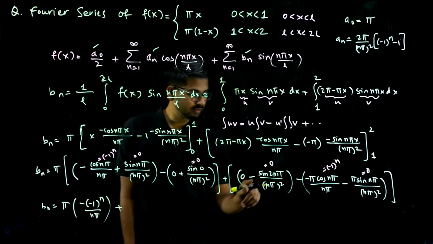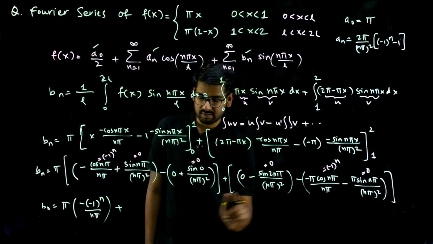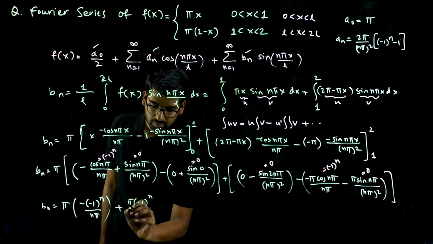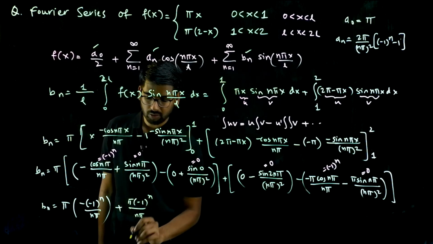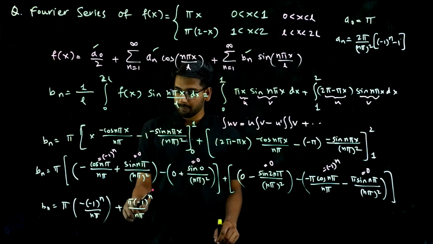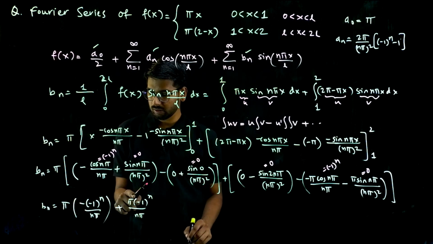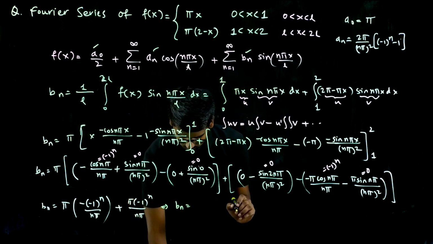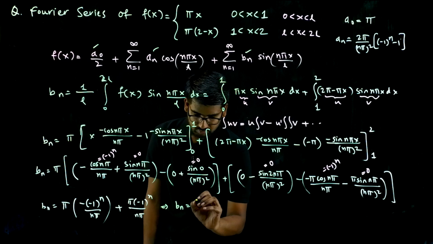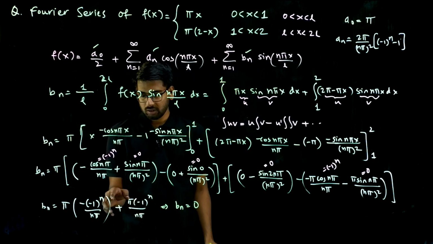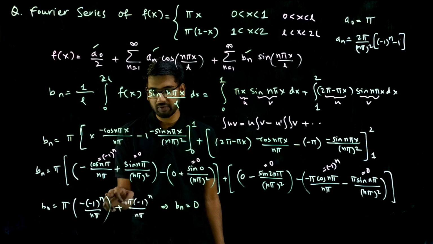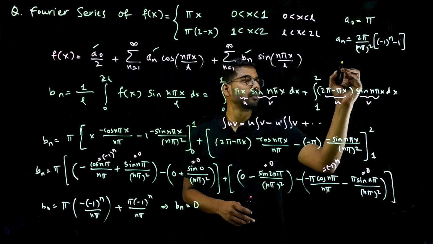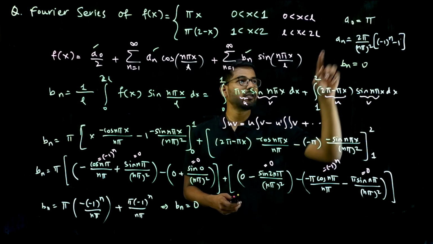Plus, you will get this is 0. This is only 1. Minus into minus plus, pi into minus 1 power n by n pi. Okay. So we have pi by n pi common. If you take pi by n pi common, what will you get here? Bn is equal to 0 you will get, because minus pi into minus 1 power n by n pi plus pi into minus 1 power n by n pi. So this will be 0. So Bn is 0.